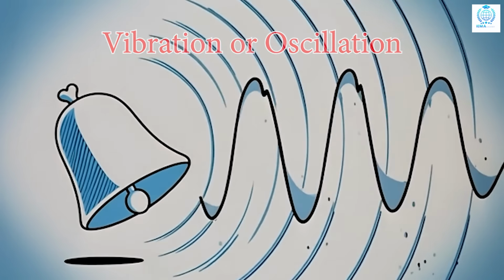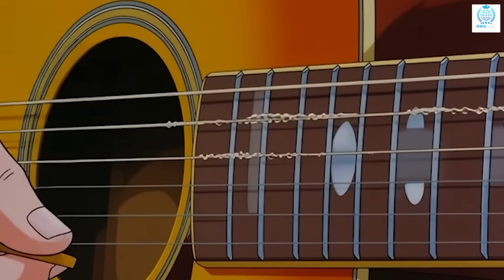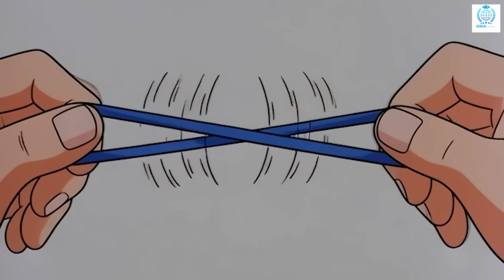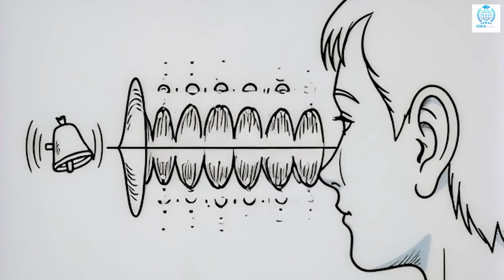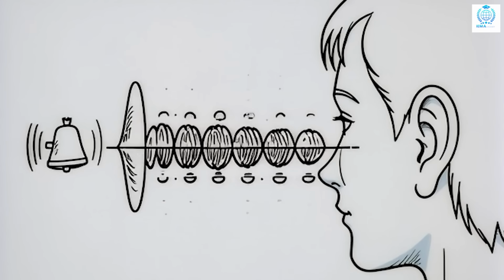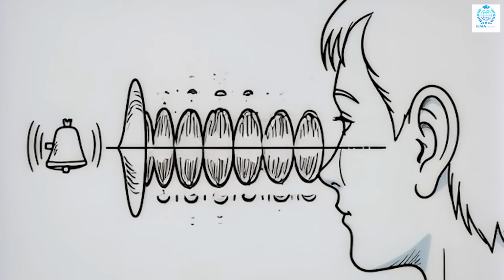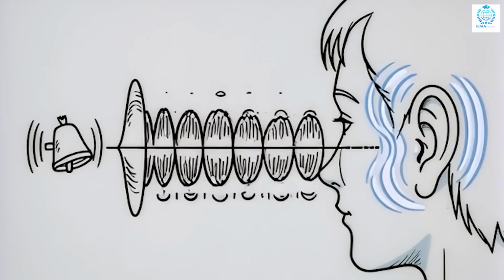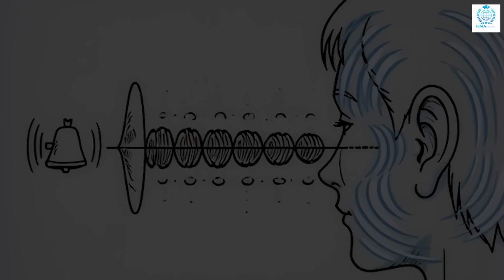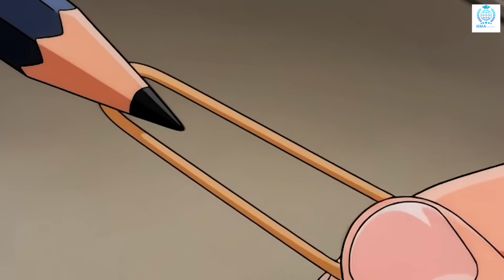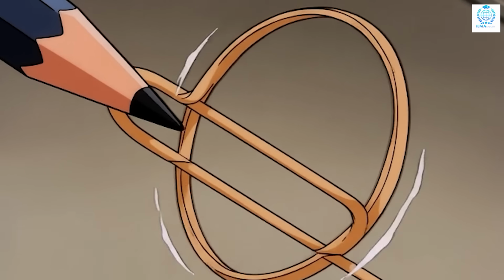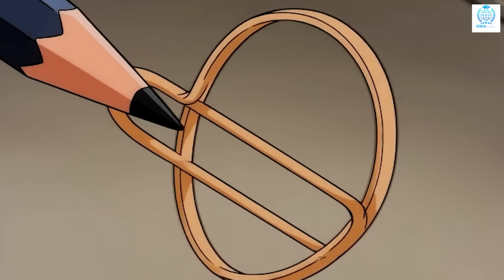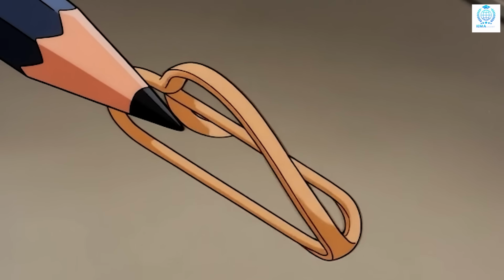Whenever something vibrates, a bell, a guitar string, a rubber band, even your vocal cords, it pushes the air around it again and again. That push travels to our ear as sound. Let's take a few easy examples. When you pluck a rubber band, it moves to and fro very fast, and you hear a twang sound.